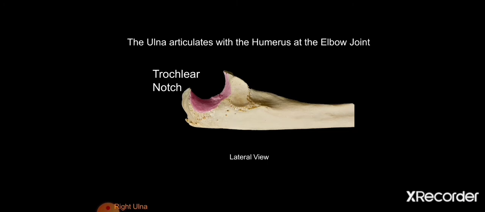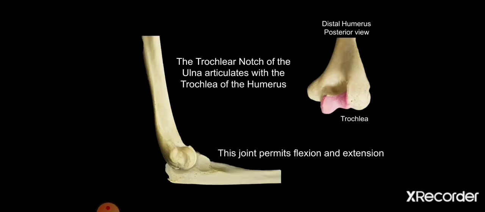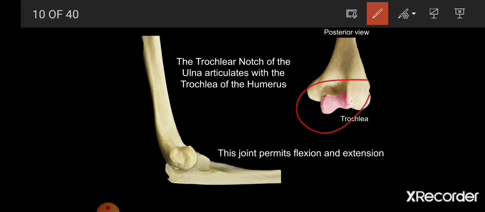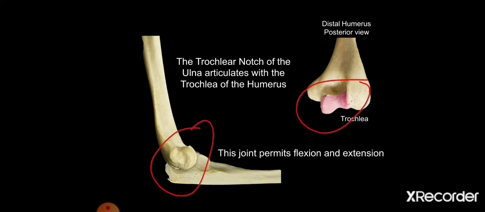Another notch at the proximal end which is highlighted in this image is the trochlear notch. So this trochlear notch articulates with the trochlea of the humerus and forms the elbow joint. So this is the trochlea which is highlighted in the lower end of the humerus, and it articulates with the trochlear notch of the ulna, and this joint permits flexion and extension movements, which are the movements of the elbow joint.